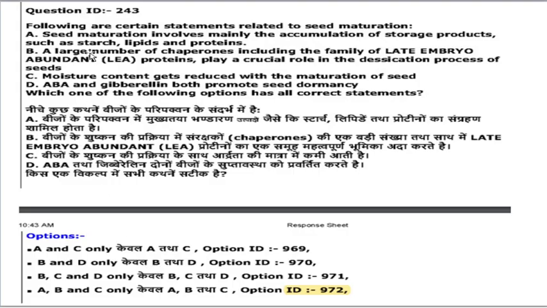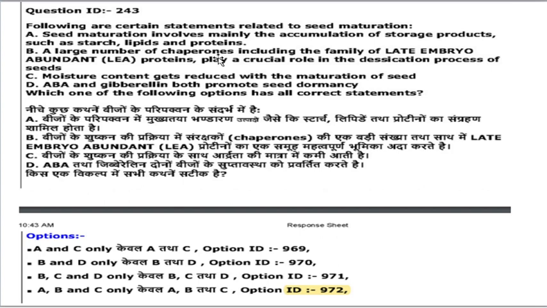Next, following are certain statements related to seed maturation. So seed maturation involves the accumulation of storage products like starch, lipid and protein. Absolutely a correct statement. So generally if a seed is maturing, then it involves the accumulation of storage products like starch, lipid and protein. So option number A is correct.